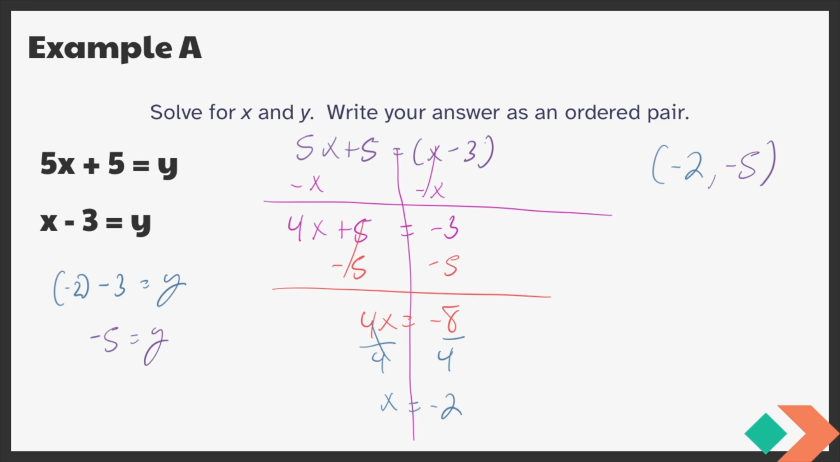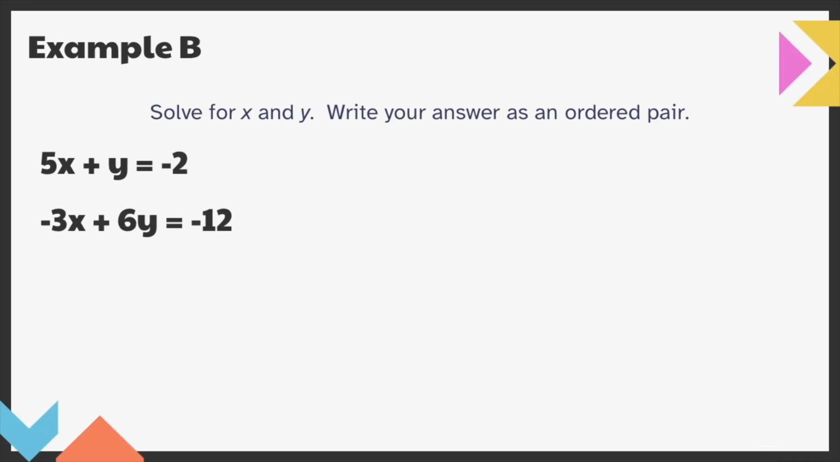Now let's take a look at example B. So here we are at example B, and again we're going to write our answer as an ordered pair, solving for x and y. We've got 5x plus y equals negative 2, and negative 3x plus 6y equals negative 12. So bad news, none of our variables are isolated, but the good news is only one of our variables has no coefficient. So that's the one that I'm going to focus on, that y there.